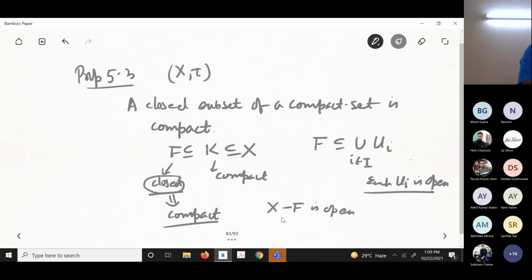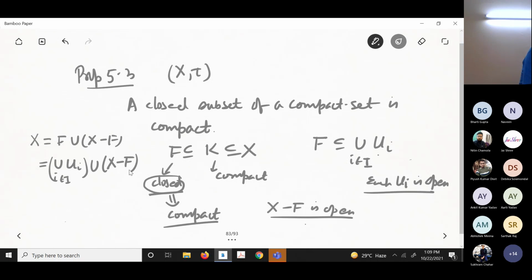Now look, the U_i cover F, and X minus F is itself open, so it covers its complement. That means the whole X is F union X minus F. F is covered by the U_i, and the rest is X minus F. So X is the union over i belonging to I of U_i, union X minus F. It's very simple, I am just using the definition. But X is not given compact. In fact, if X is given compact, the same proof will work. Here I have taken K; K equal to X will be the particular case.